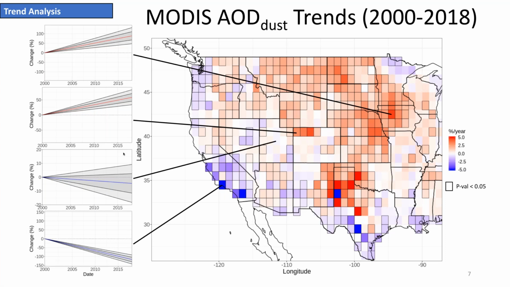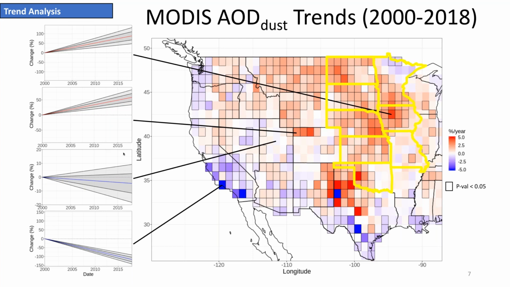So the first result and kind of the foundational result that we'll use to base the rest of my talk on are these trends from MODIS AOD dust from 2000 to 2018, where we see spatially consistent, positive, and statistically significant trends in the Great Plains and Rockies states. And those are the regions that I'm going to focus on today. These increases reach as high as 5% change per year, or almost 100% change over the 19-year period. And so I will be focusing first on these Great Plains states and how agricultural expansion may be influencing these dust emissions in these states.